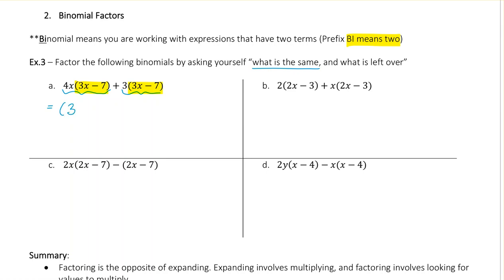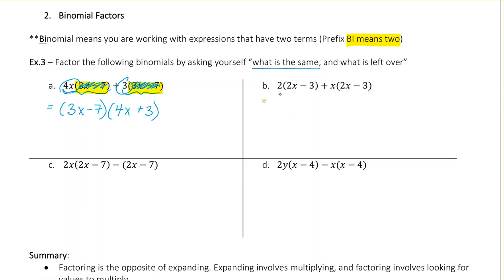And just simply rewrite that. 3x minus 7. If you take away both that 3x minus 7 here and 3x minus 7 here, so you factored it out, what do you have left over? Well, in the first part you have 4x. Right? And here you have 3, positive 3. And you factored that. Okay? Again with the next one.